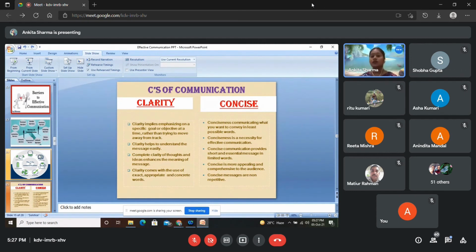Next is concise. Now what is concise? As a teacher, we always have to repeat words so that the children learn. But sometimes when you give too much information, the children won't adapt anything, right? So in effective communication, also don't repeat your words always. If you are repeating your words, or if you are using too much information, it will be in vain. There's no use of that. So we have to be concise, and we have to limit our words with proper understanding.